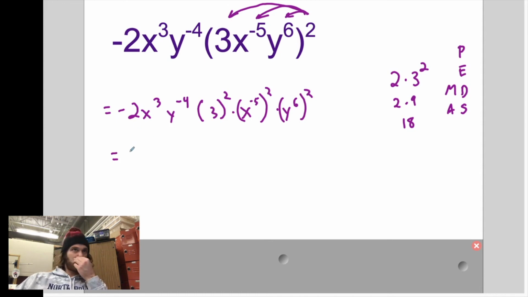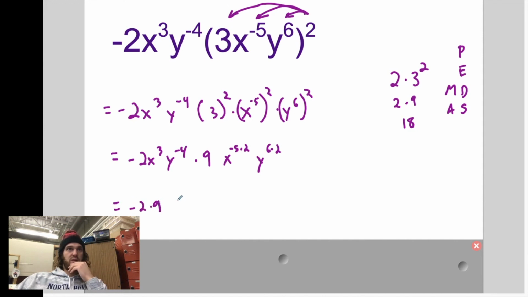All right, so coming down, we're going to get this thing simplified. X to the third, y to the minus 4th times 9. That's going to be x to the negative 5 times 2, and y to the 6 times 2. So what we end up with here is negative 2 times 9, and then we're going to have x to the, let's think about this, third, x to the negative 10th, y to the minus 4th, and y to the 12th.